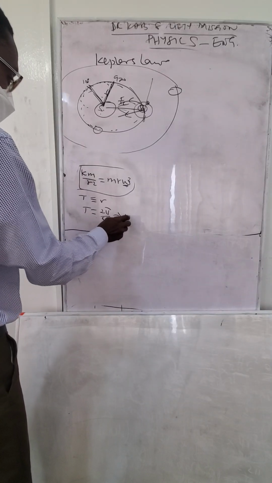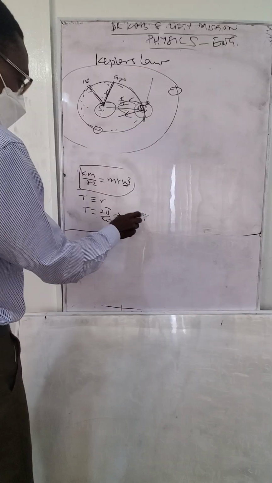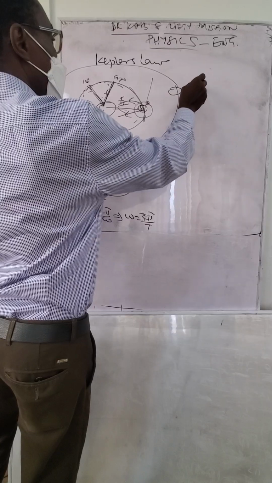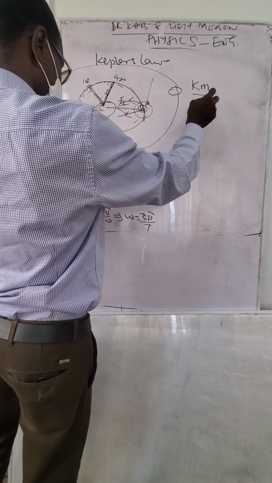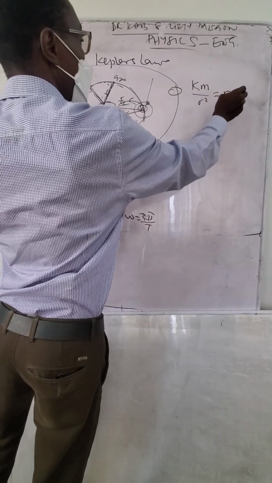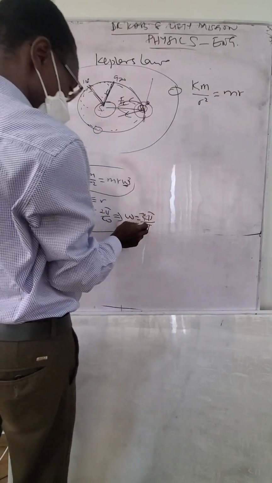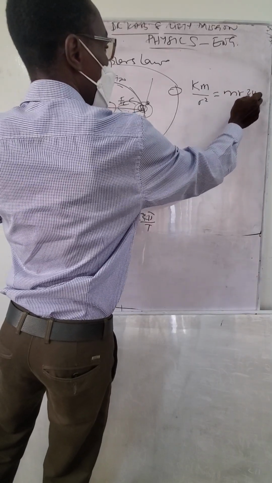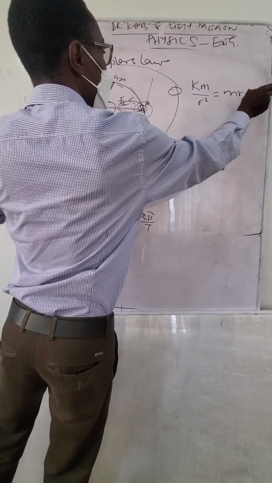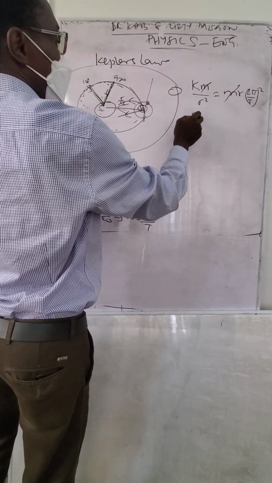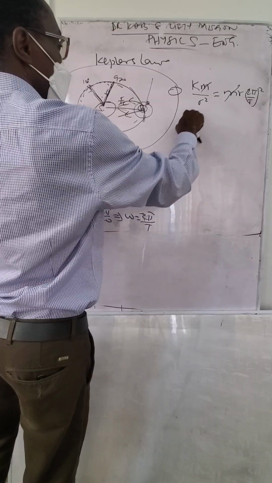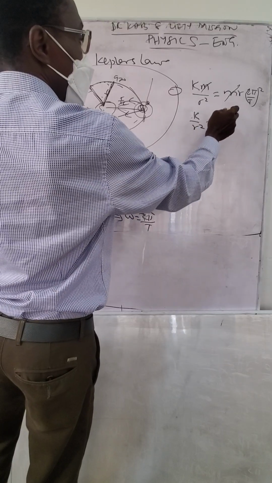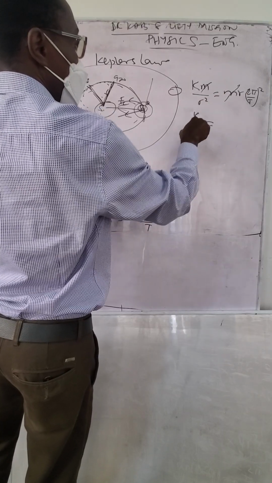This implies that omega is equal to 2 pi over T. So we're going to substitute that one here. Therefore, we have Km over R squared is equal to M R. We're going to put this one there, and it's squared. So we're going to have 2 pi over T squared. This M will cancel this M, so we have K over R squared. So this R will also cancel one.